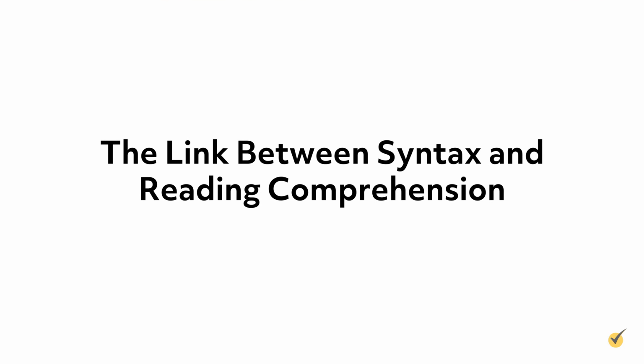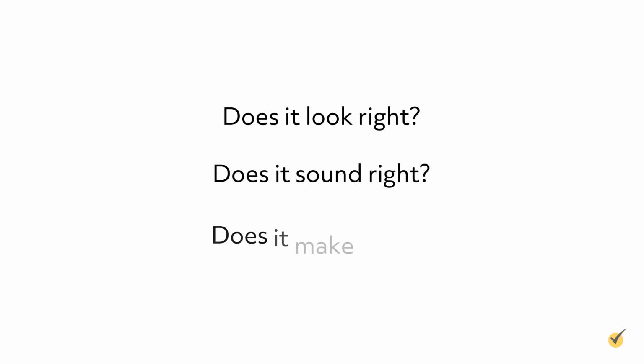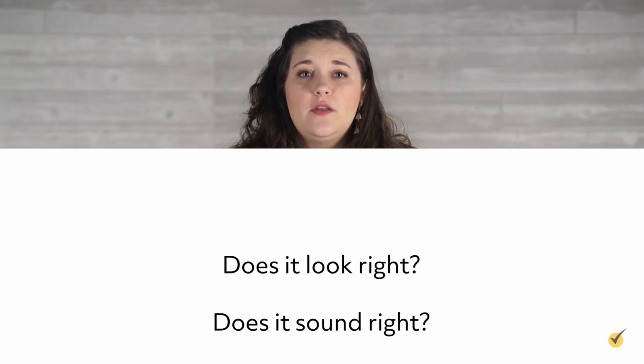Early readers are taught to use a variety of cueing systems to decode words and self-monitor their reading. They are taught to ask themselves 3 questions. Does it look right? Does it sound right? Does it make sense? Knowledge of grammar and syntax helps students answer the second question. Does it sound right? Let's see how this syntactic knowledge assists early readers with comprehension in a few different scenarios.